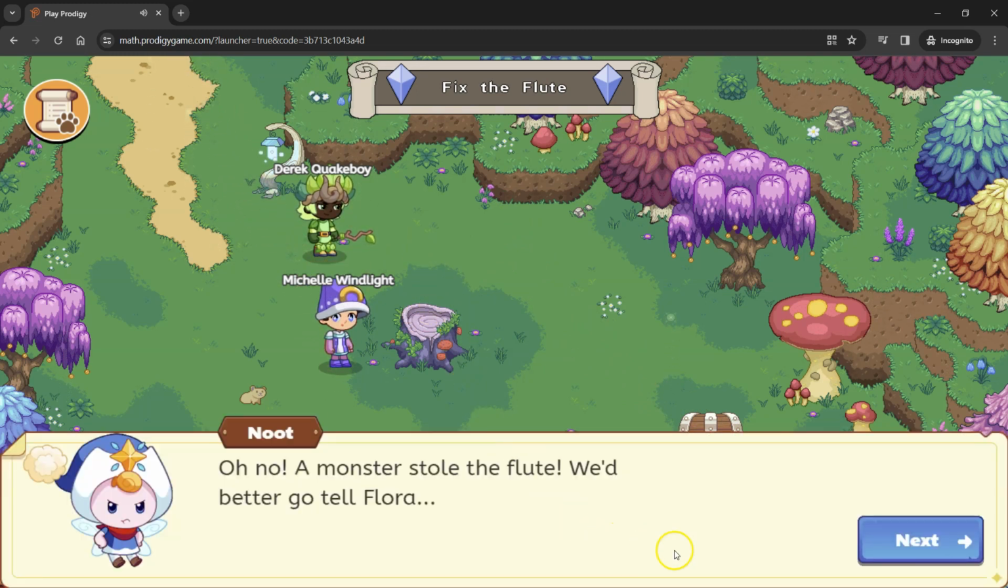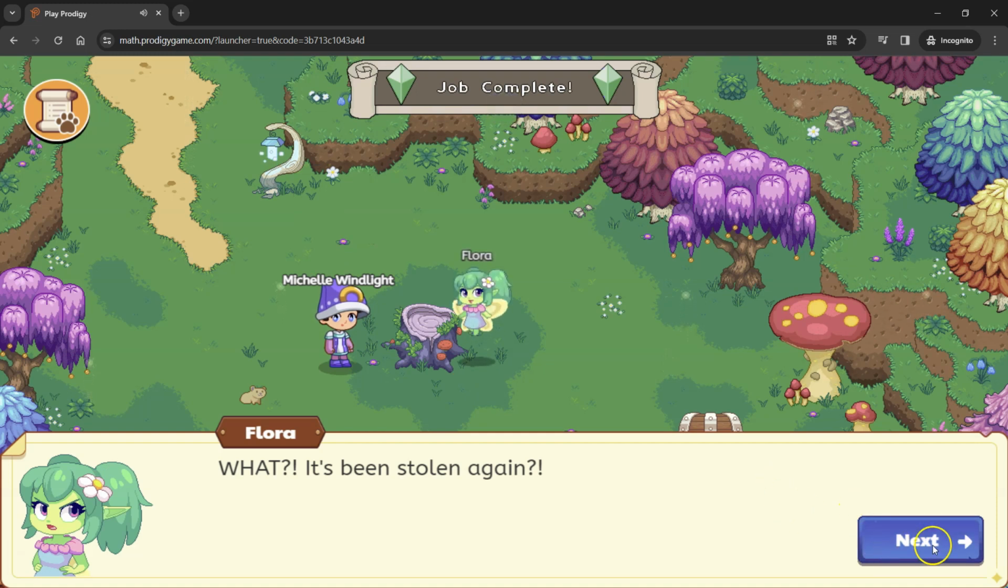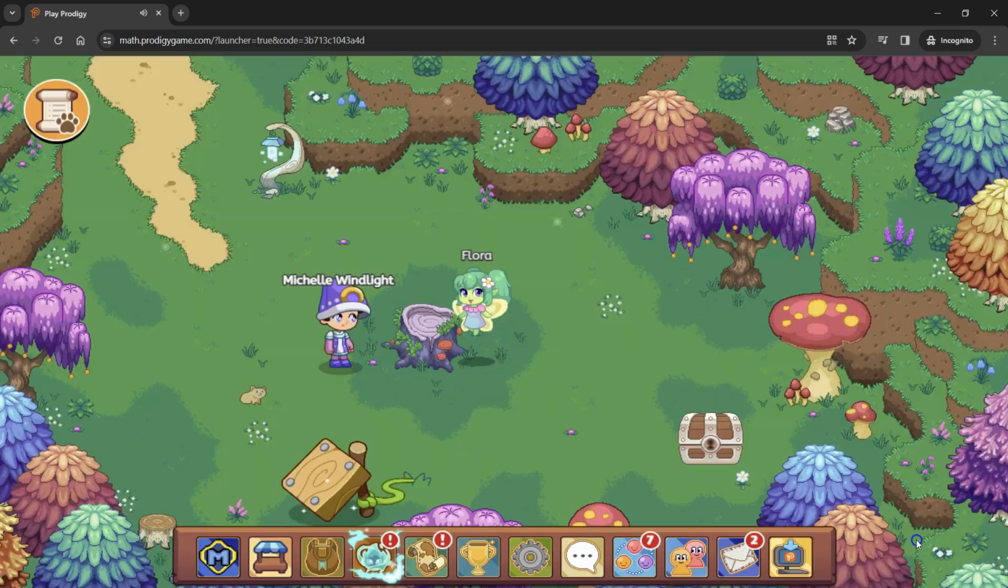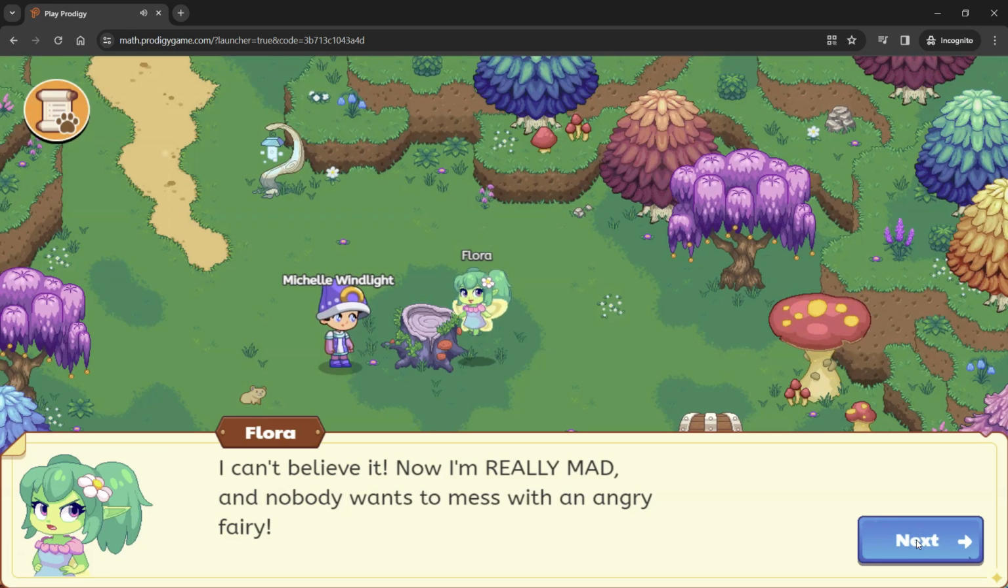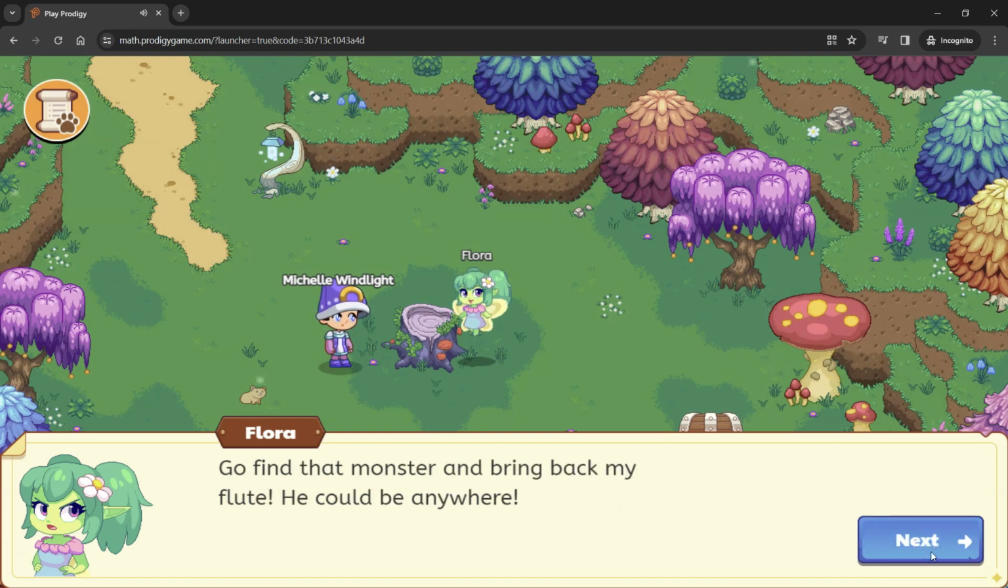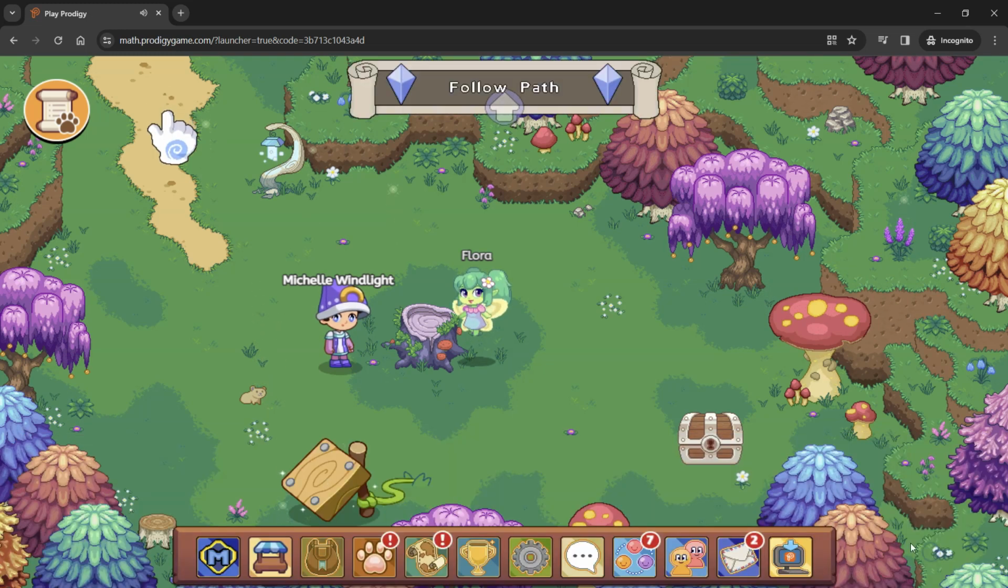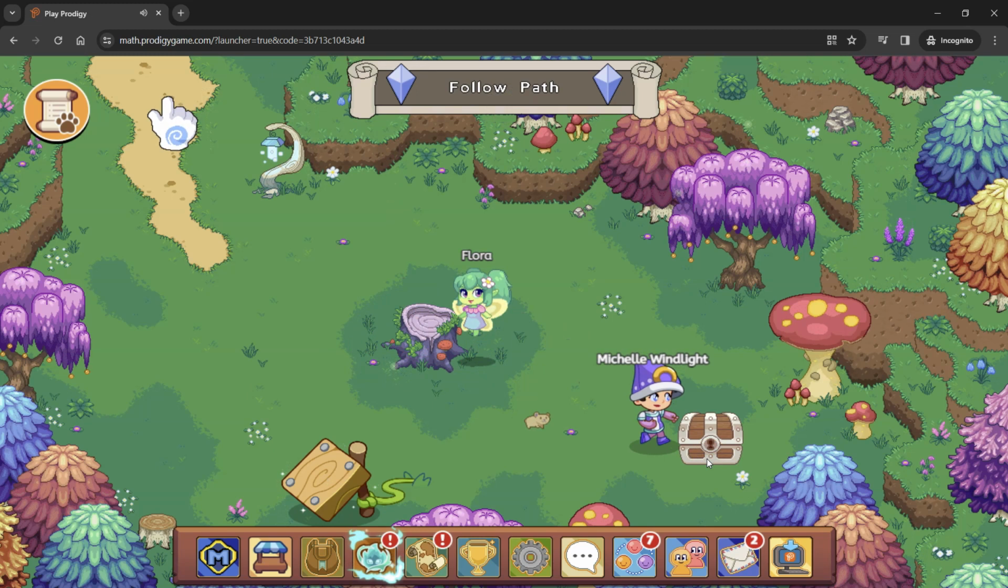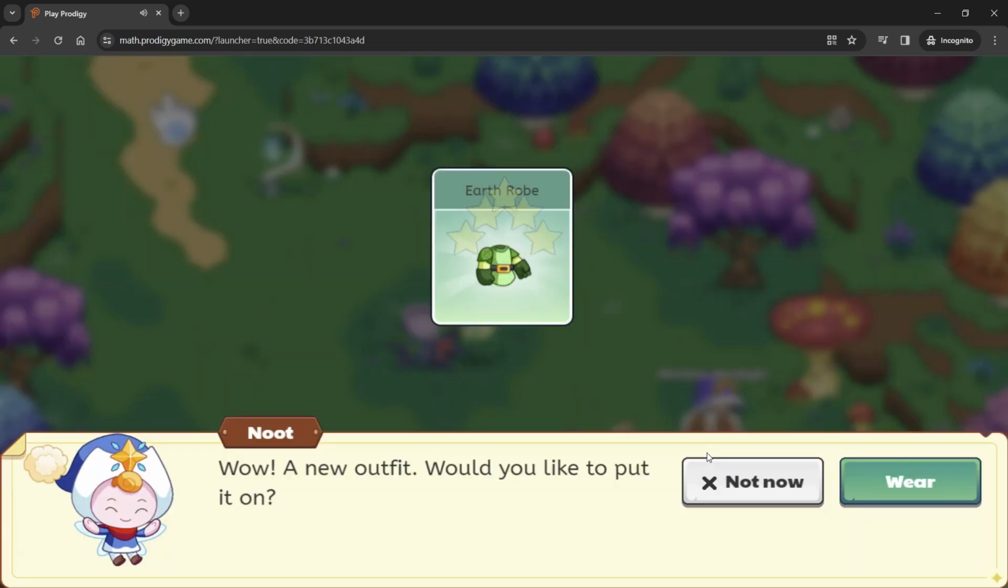Oh no. A monster stole the flute. We need to tell Flora. Flora's like, it's happened again. That is true. Nobody wants to mess with an angry fairy. We need to go find the flute, but let's go to this box first.